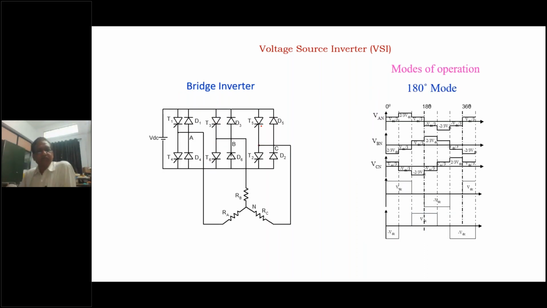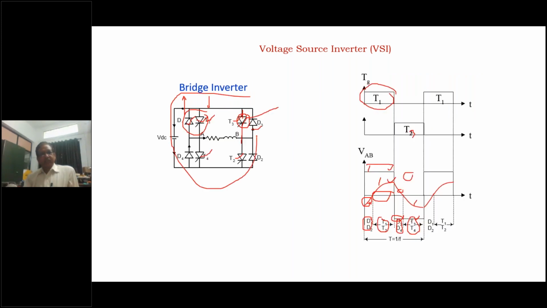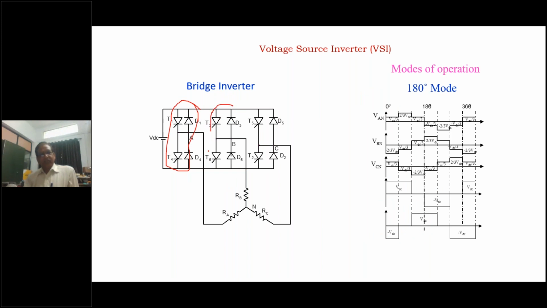Now we will come to the 3 phase. In 3 phase, we use 3 half bridges. In the earlier case, this was the full bridge. Instead of this full bridge, if we consider a half bridge, then in the case of 3 phase we consider 3 half bridges: one for R phase, another for Y phase, and one more for B phase.